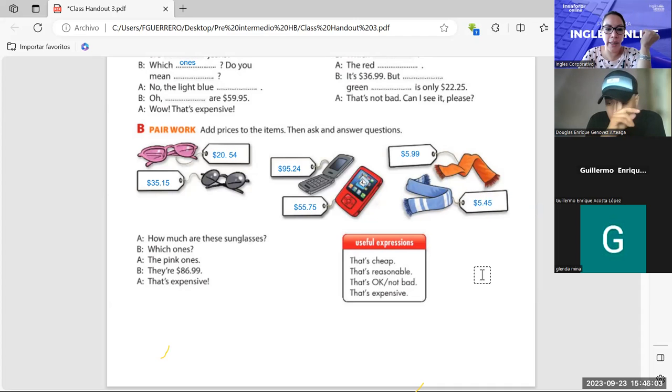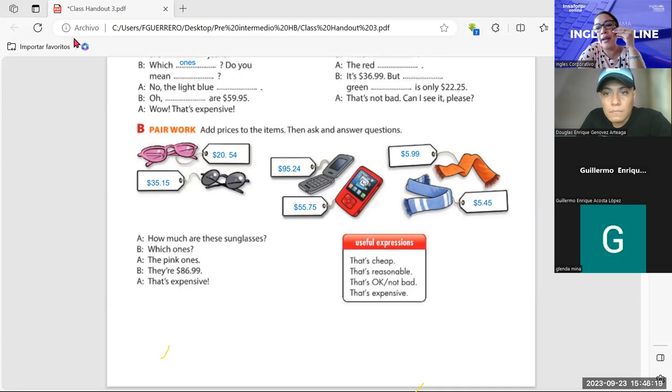Okay, now let's work. Vamos a hacer los role plays sin escribir nada, pero ahí tienen los ejemplos, ¿verdad? So remember, if I ask you, for example, Douglas, how much is the cell phone? Which one? Ah, the red one. It's 55.75. Oh, that's cheap. I'll take it. Okay. Así que me lo embolsa que me lo llevo.